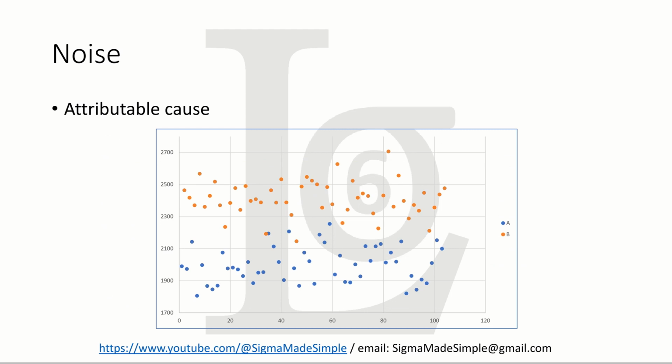So this is another example of attributable cause. In this case, something's changed to move the data up. If you look at the orange data dots and the blue dots, maybe they're collected from two different machines. Maybe the orange machine is getting worn out or whatever, but they are two separate groups.